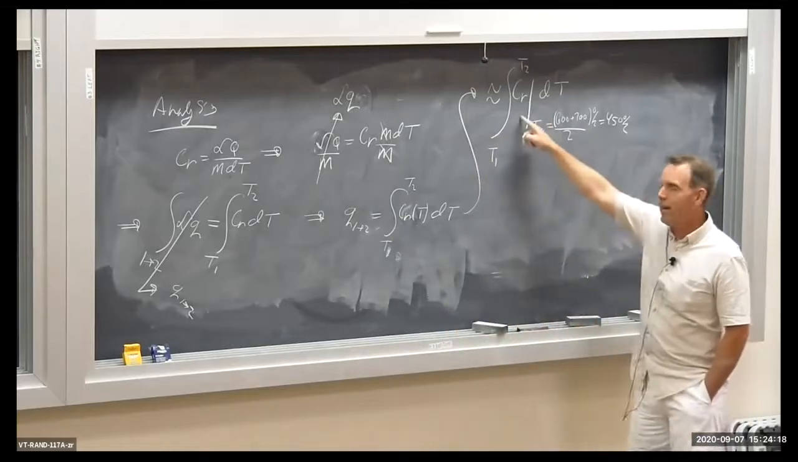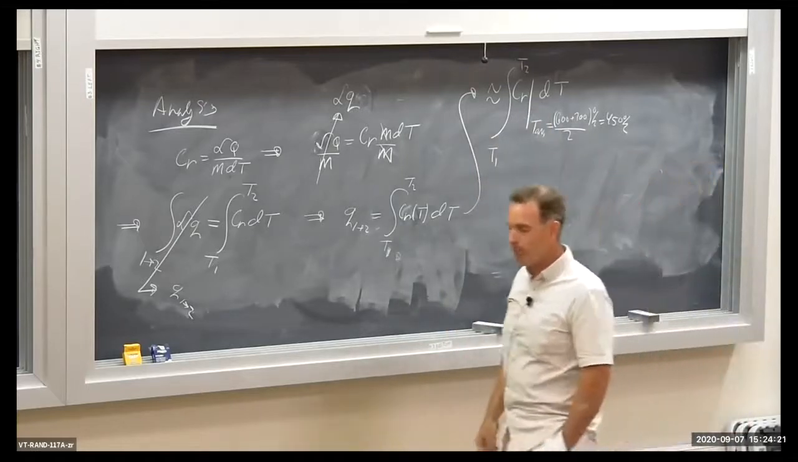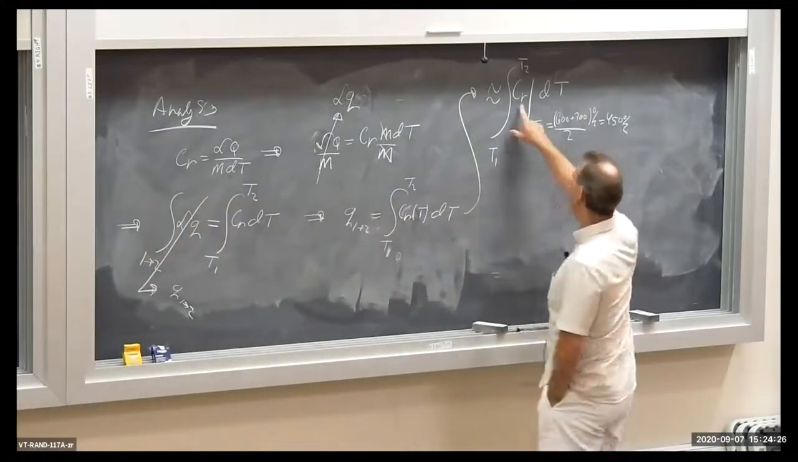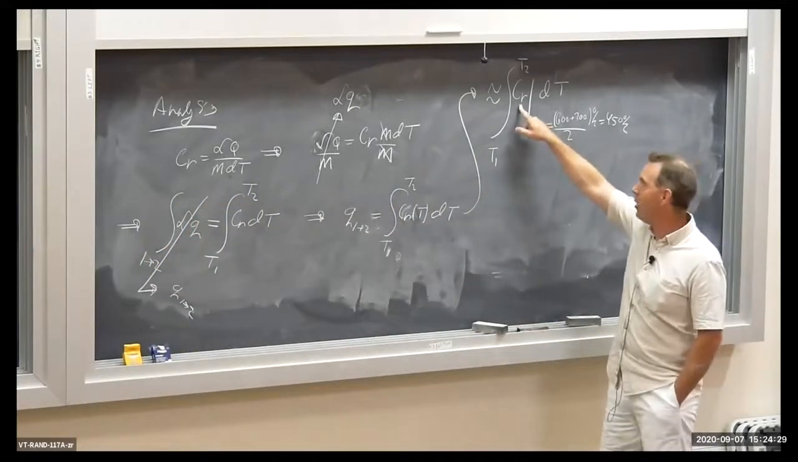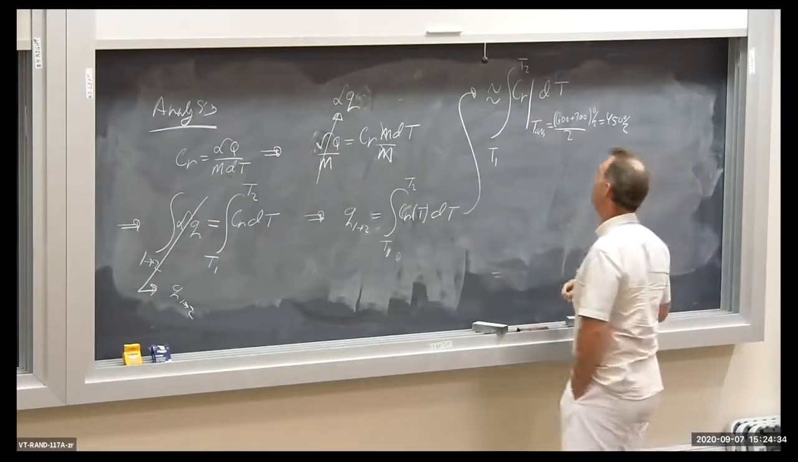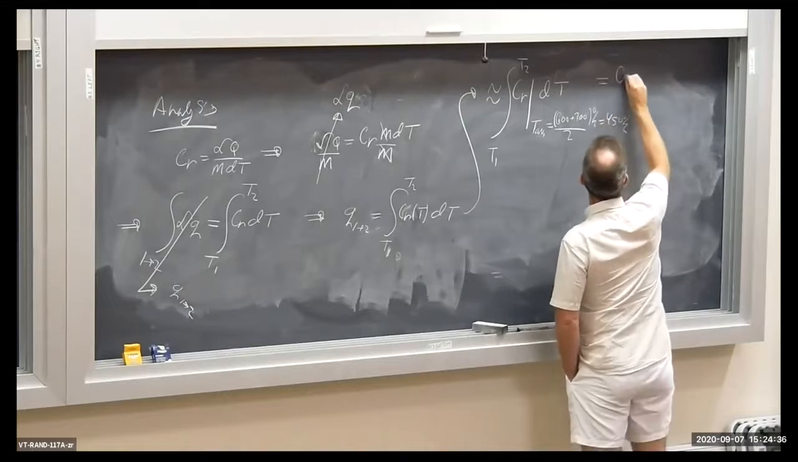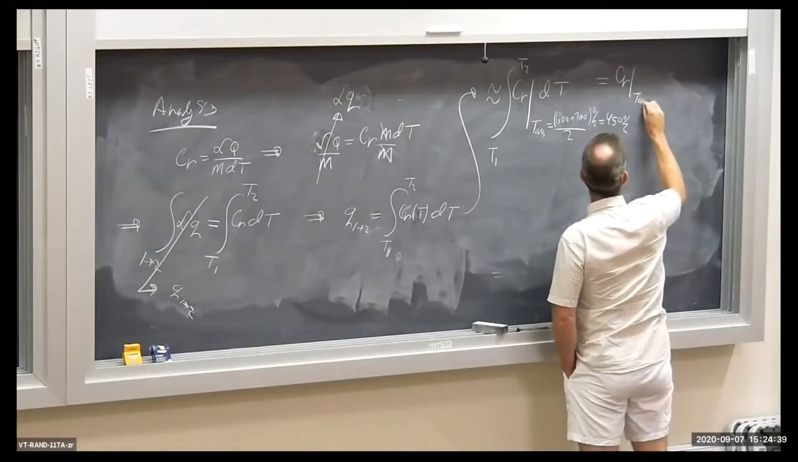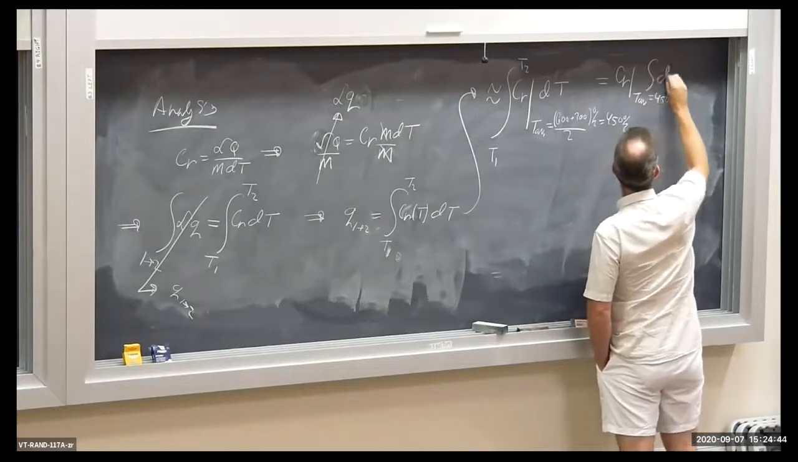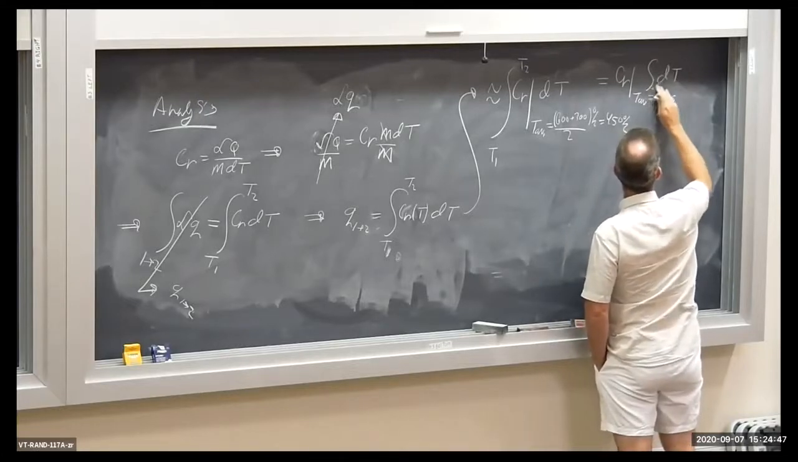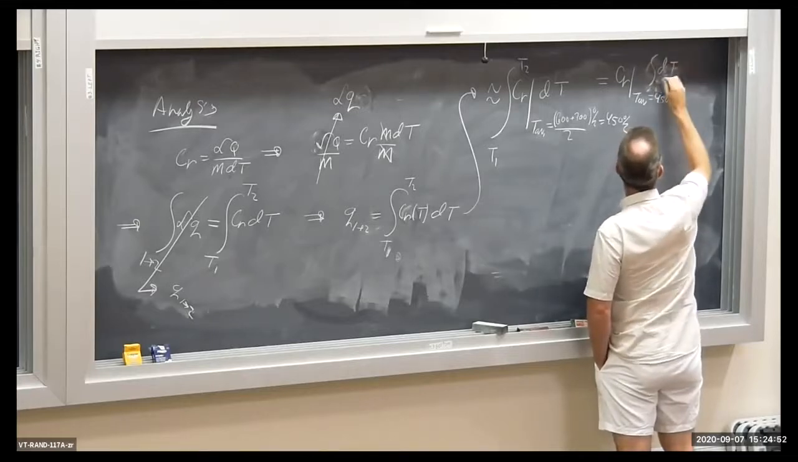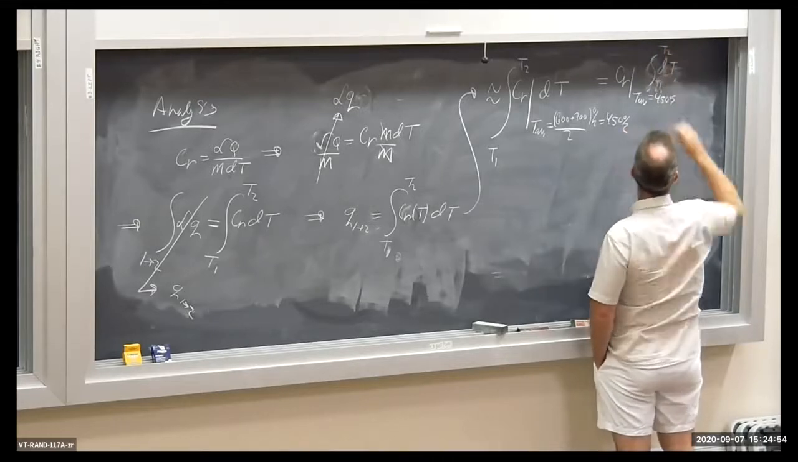What can I do with a constant or average specific heat? What can I do with it when it's in an integral? This is now a constant value, evaluated at 400 degrees. Let's pull it out of the integral. Cv at T average, evaluated at 450, times the integral of dT from T1 to T2.